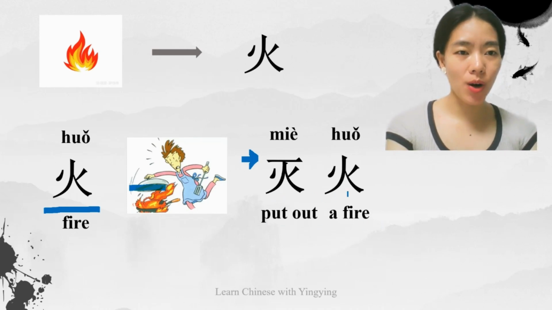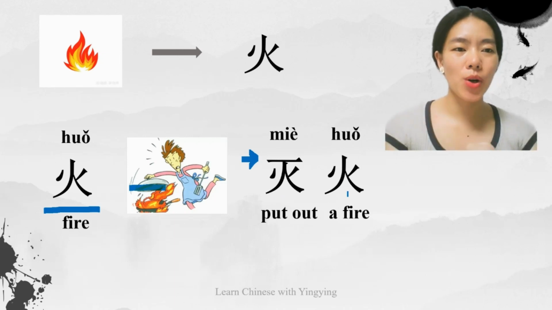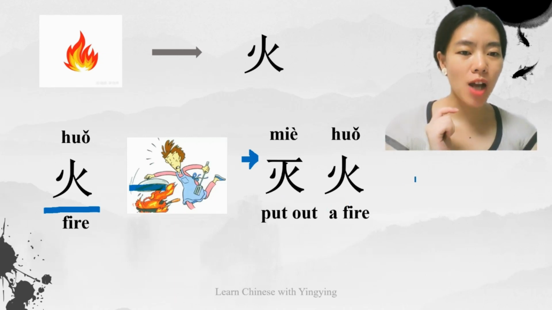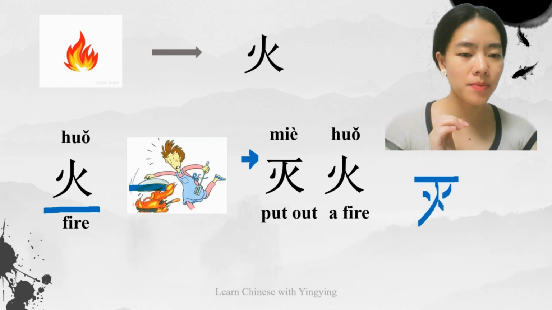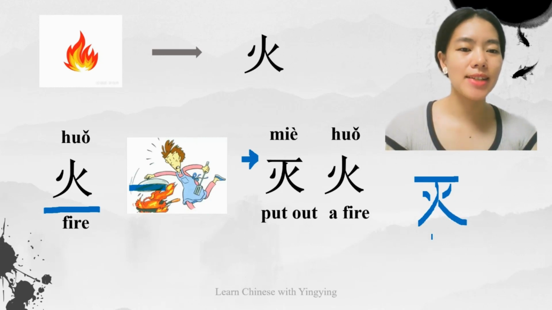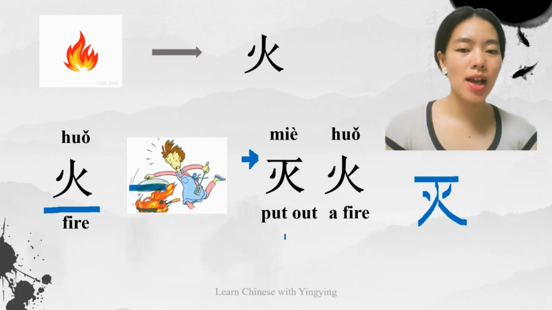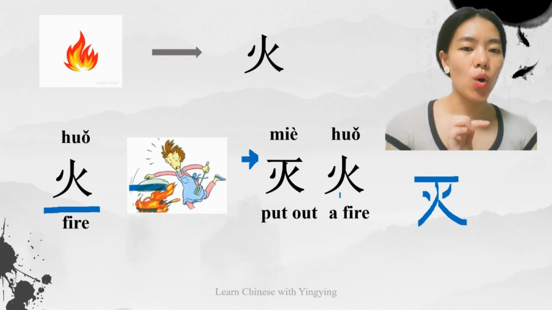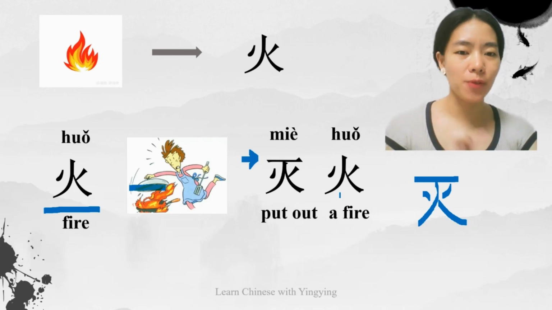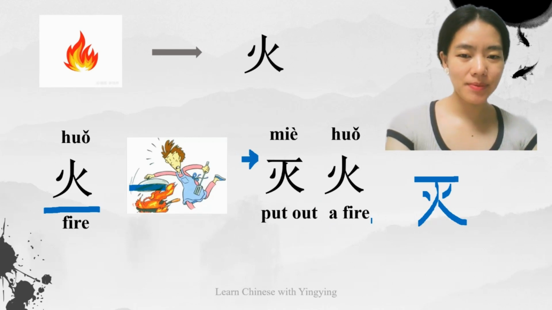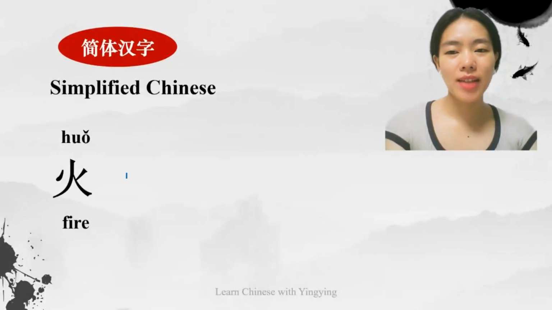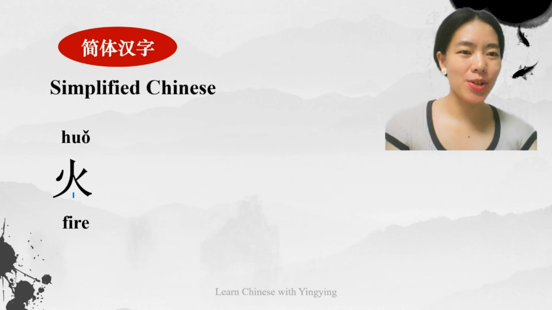灭火. So let's write the word together. From top to bottom, this is the lid, and at the bottom of it is the word 火. So this is the word 灭, 灭. It means put out. And 灭火 is a very common phrase. It means put out a fire. So now you know this word, right?